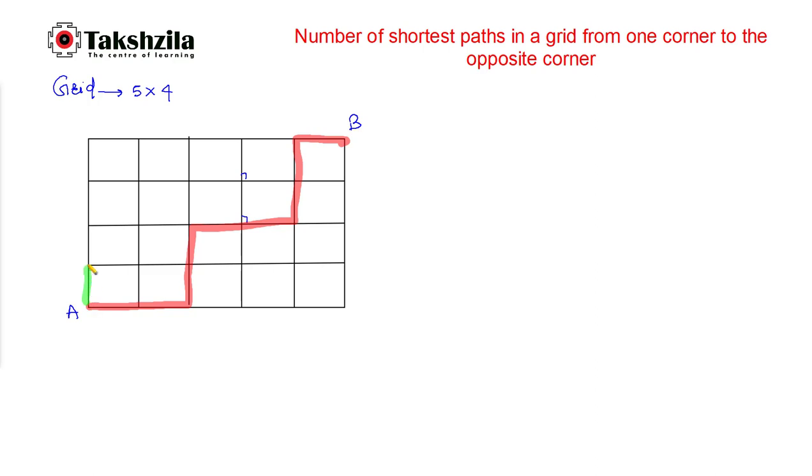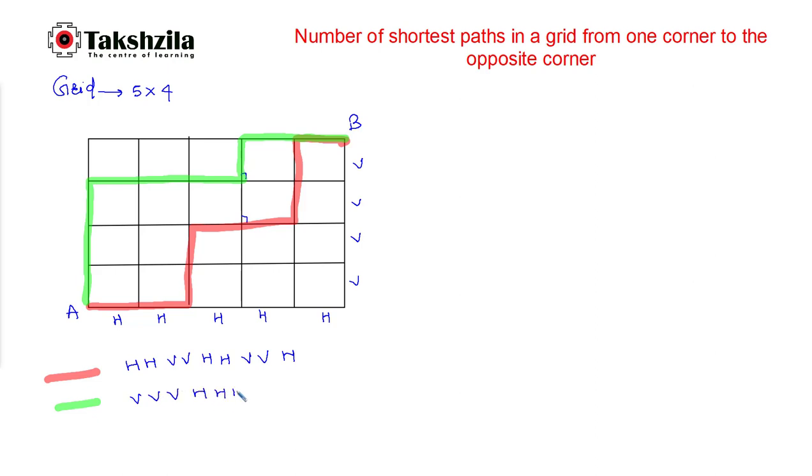Similarly, this is also called a shortest path. So let's have a look at it, everyone. To travel from point A to point B, we need to travel 5 horizontal segments and 4 vertical segments. Now this red path is 2 horizontal segments, then 2 vertical segments, then 2 horizontal segments, then 2 vertical segments, and then 1 horizontal segment. Now the green path is 3 vertical segments, 3 horizontal segments, 1 vertical segment, and then 2 horizontal segments.